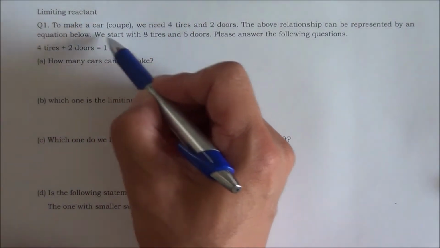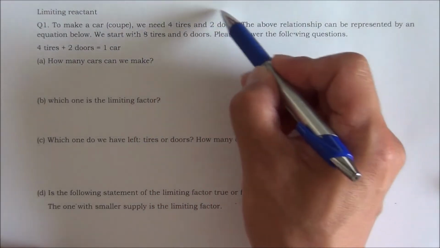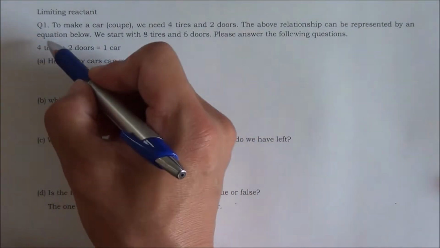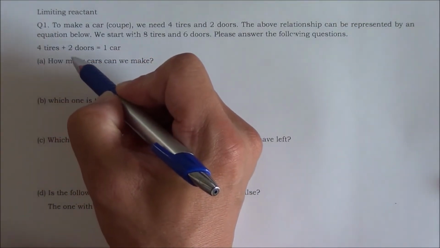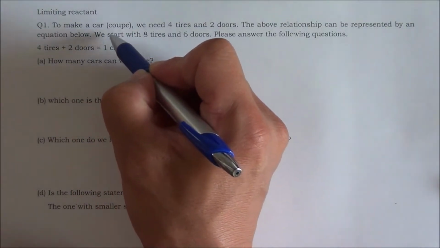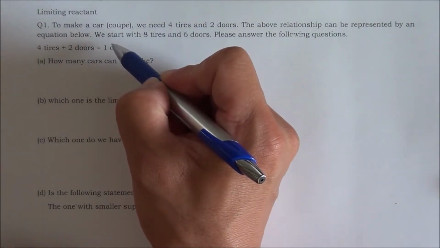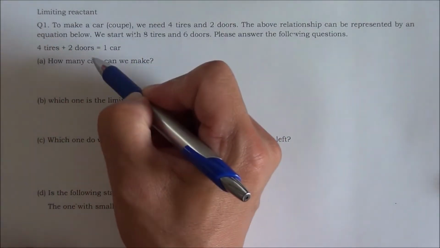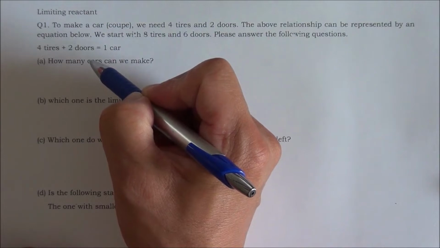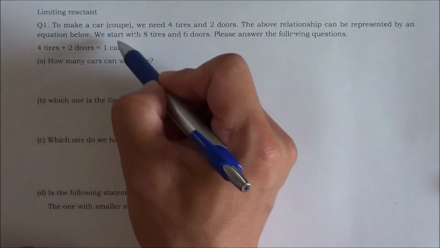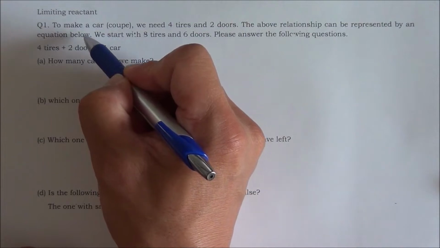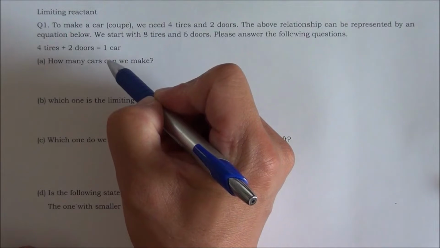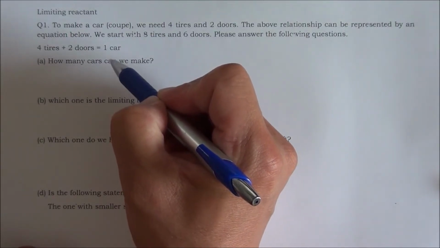To make a car, a coupe, we need 4 tires and 2 doors. The above relationship can be represented by an equation below. 4 tires combined with 2 doors will make 1 car. Apparently, we know that to make a car, we need more than tires and doors together. But remember, we only care about the relationship between the tires and the car, or the relationship between the doors and the car. We don't care about the other parts. In other words, we have an unlimited amount of the other parts.